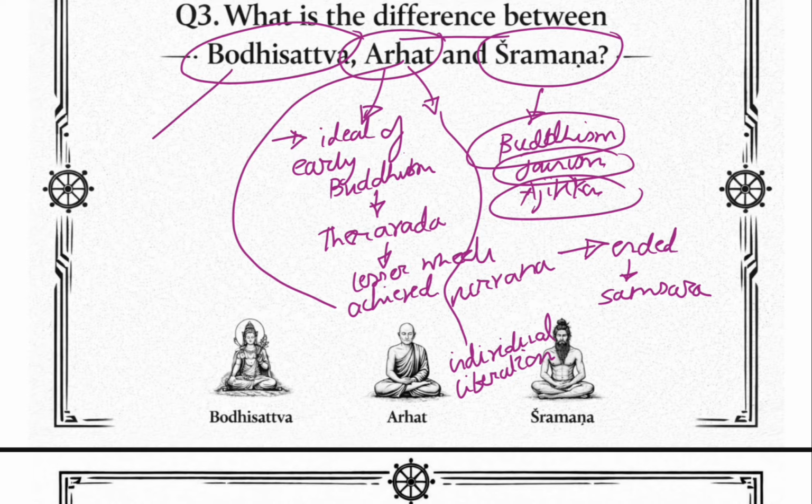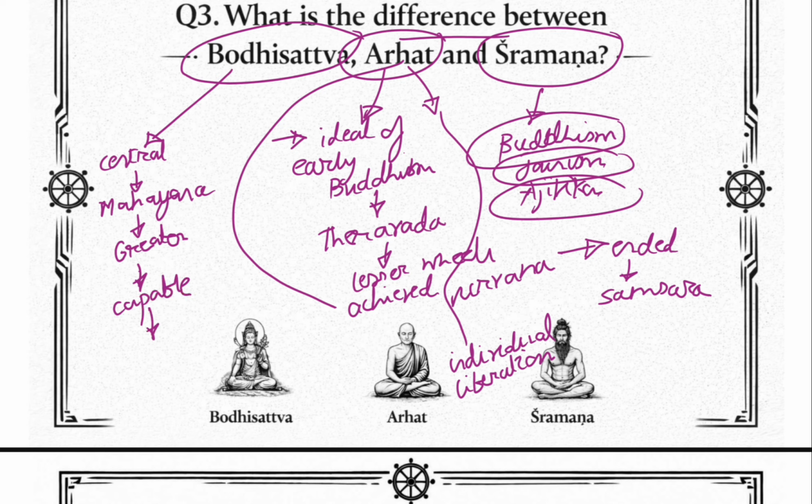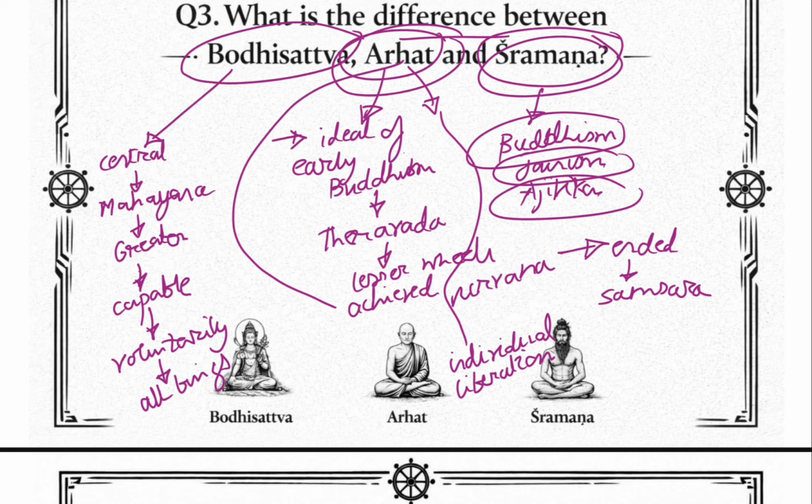A Bodhisattva, on the other hand, is central to Mahayana Buddhism, what we call the greater wheel. A Bodhisattva is somebody who is capable of achieving Nirvana, but delays it voluntarily. A Bodhisattva works for the liberation of all beings. So think about it this way. Śramaṇa is the tradition. Arhat is the ideal for self-liberation. And Bodhisattva is the ideal of universal compassion.